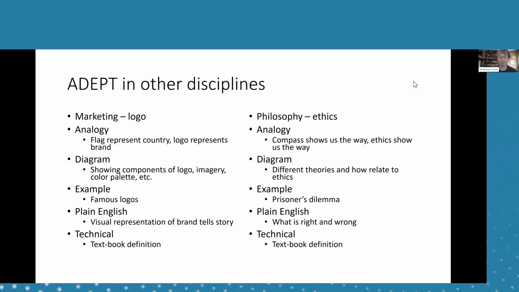Plain English, ethics to me is what is right and wrong. Again, technical, you don't need to see a textbook definition of ethics, but I could then drop the technical definition up there on the screen.